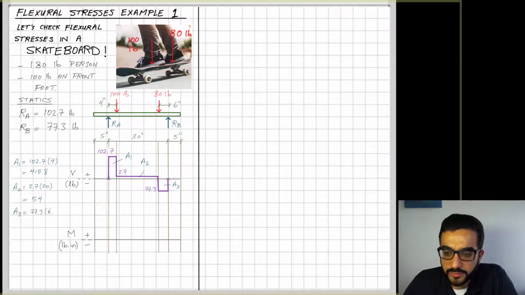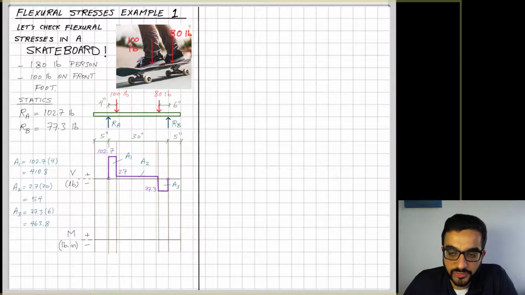To draw the moment, if you remember, we calculate the area under the shear diagrams. So I calculate also these, A1, A2, and A3. And starting from the left, similar thing, the left tip and the right tip of the skateboard, there are no loads there, so I'll start from the roller, the left one.